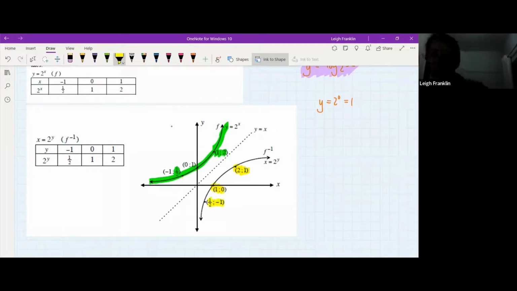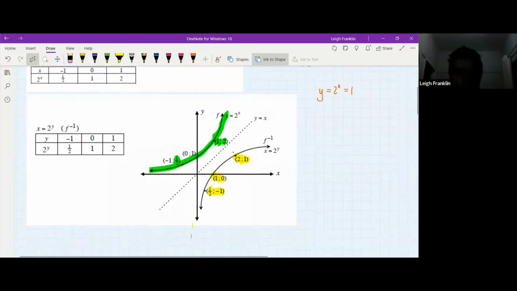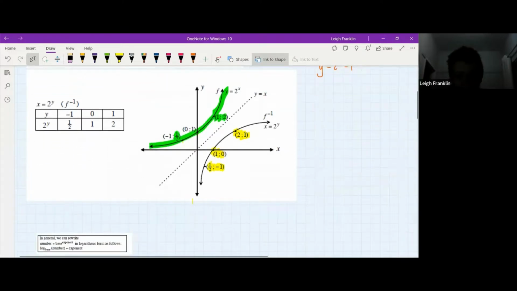So essentially what we've done is that we've taken a graph that had the x-axis as its asymptote and a y-intercept, and we've reversed that. So now the y-axis is the asymptote for the log function, and it now has an x-intercept. Is everybody happy with that? Yes, ma'am. All right, good stuff.